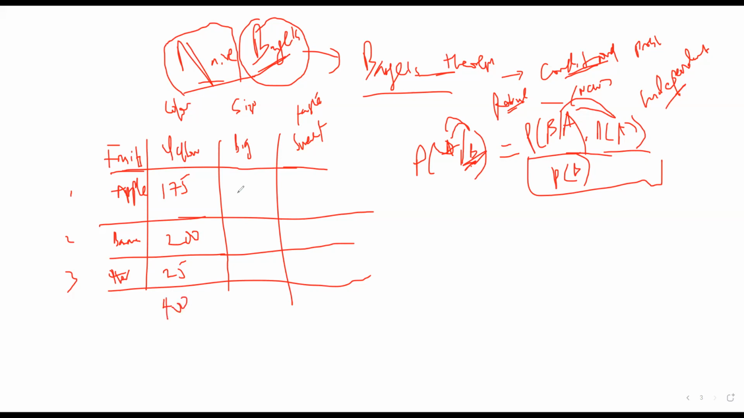In terms of the size, let's say we have 225, let's say we have 150, let's say we have 50. If we add up here, what do we have? Still 400. So that's for the apple. This is 200, 200 plus 225. For big, that should be 425.